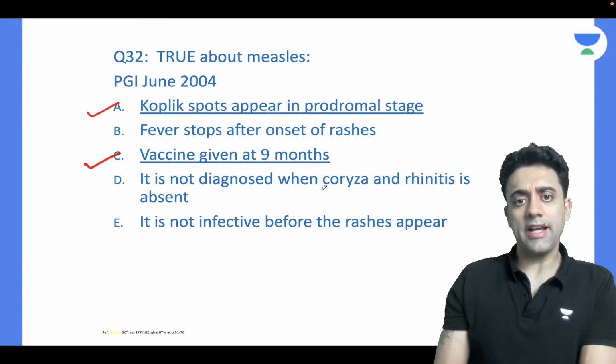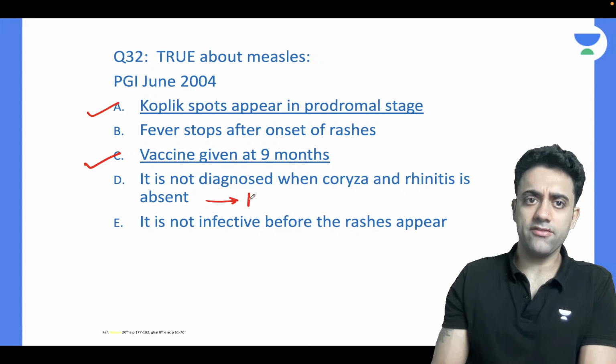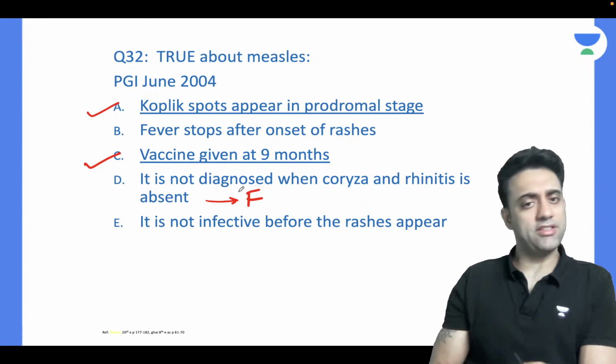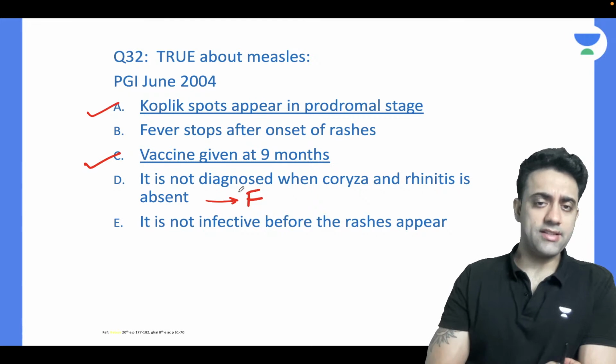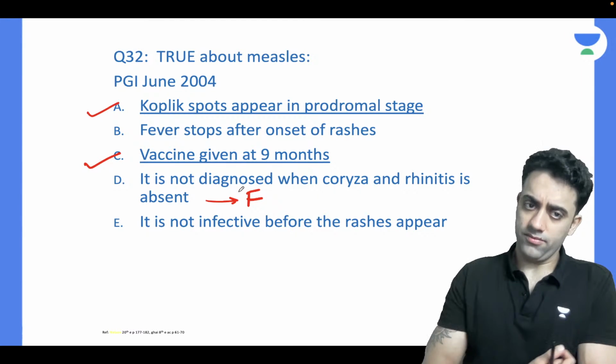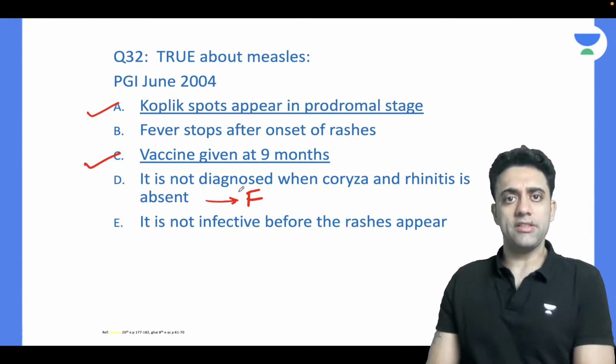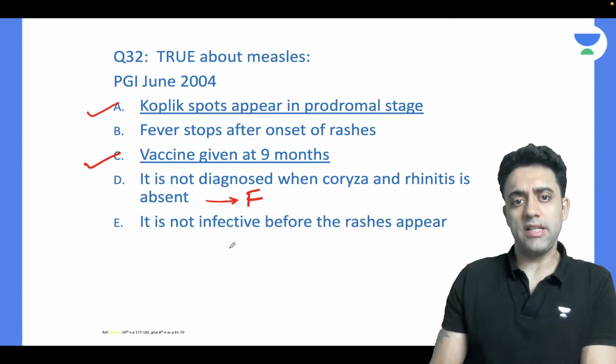It is not diagnosed when coryza and rhinitis is absent. No, it is a false statement. It is not written anywhere that if coryza and rhinitis are absent, measles cannot occur. Normally cough, coryza and conjunctivitis are what we see, but that's not a diagnostic sign. Diagnostic and pathognomonic sign is Koplik spots. So option D is false.